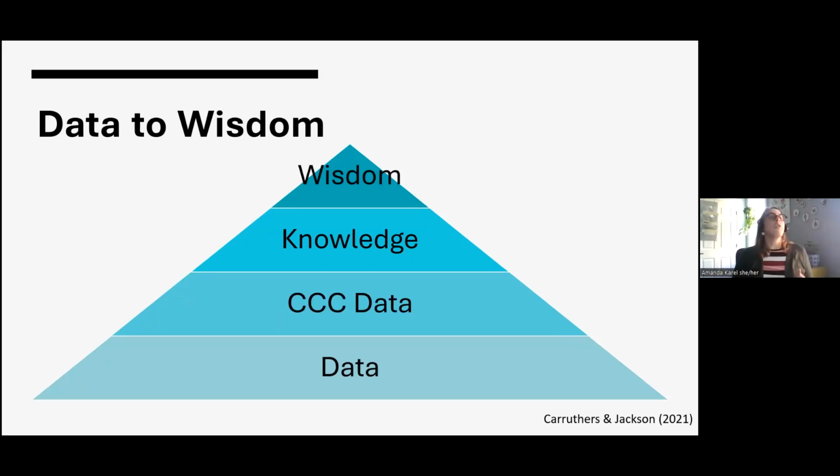Carruthers and Jackson argue that this layer should be called CCC data, for data that is collected, curated, and contextualized. Because it's really those three actions, collecting, curating, and contextualizing data, that lets you find value in raw data. It is those three actions that have given me the knowledge to make fun of myself for always saying "that's data." I've also noticed that there is a pattern of people rolling their eyes when I say that's data.